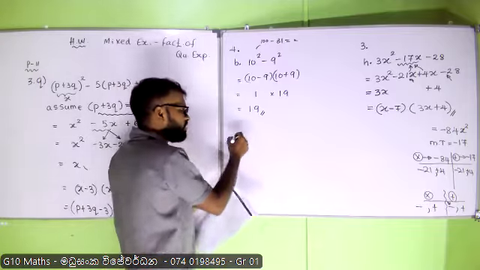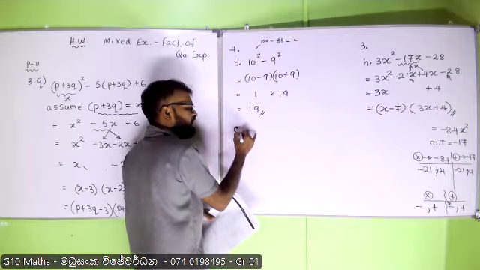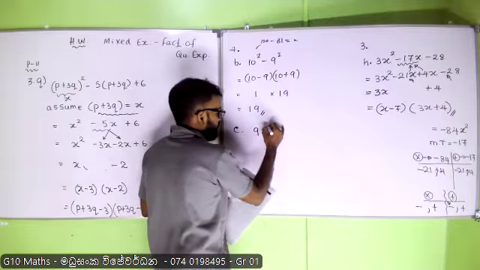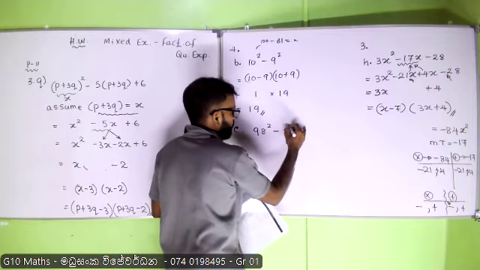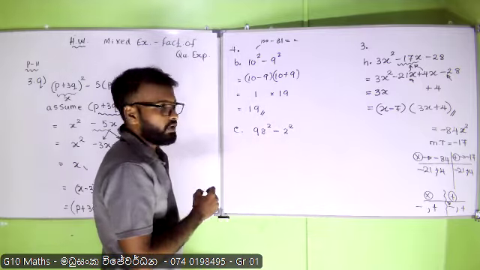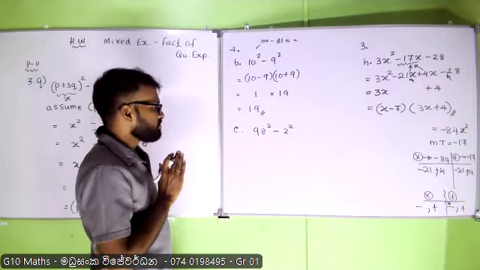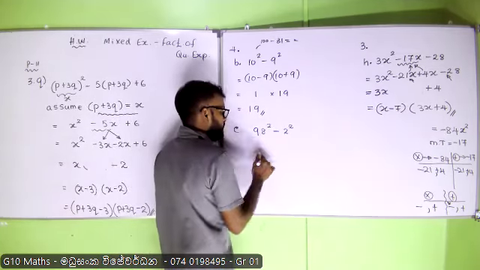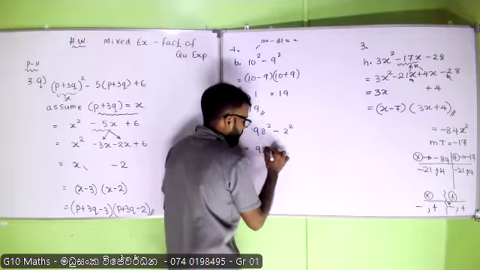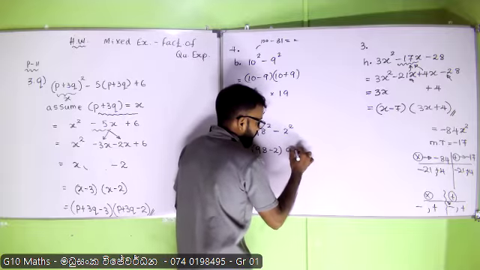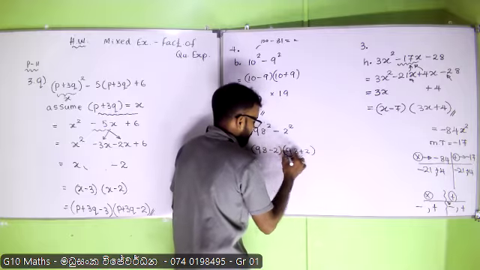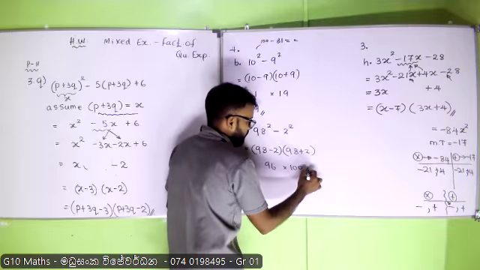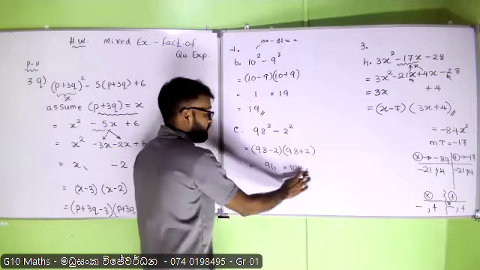And the next one, we have done similar things like this before. 98 to the power 2 minus 2 to the power 2. When you see 98, you need to remember what you are going to do: difference of two squares. Equal to 98 minus 2, times 98 plus 2. So you can do this easily. 96 into 100. Take the final answer.